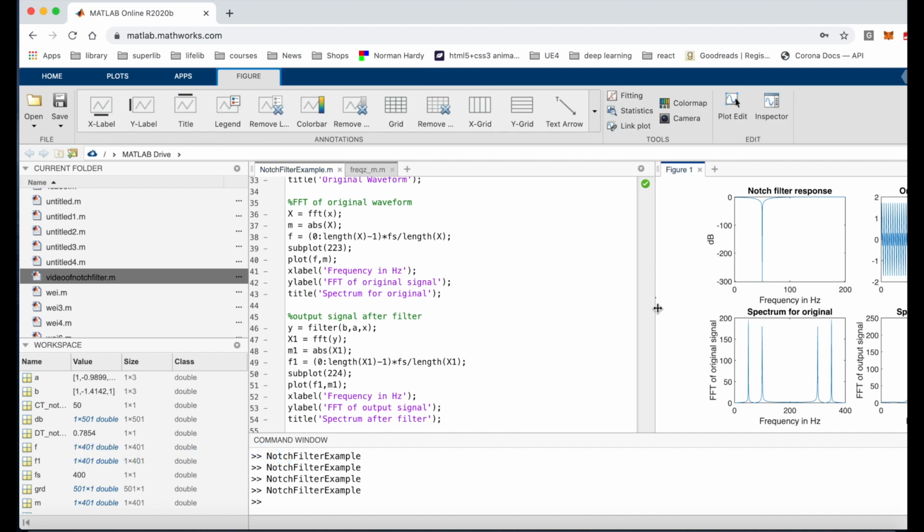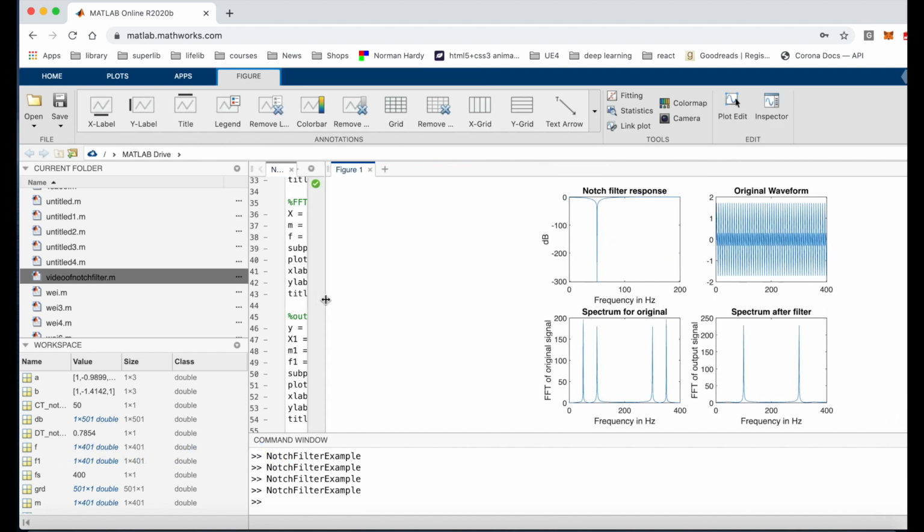Now we get 4 plots. Can you see the last one, spectrum after filter? It just has 100 Hz, and the 50 Hz is filtered, which means it works.